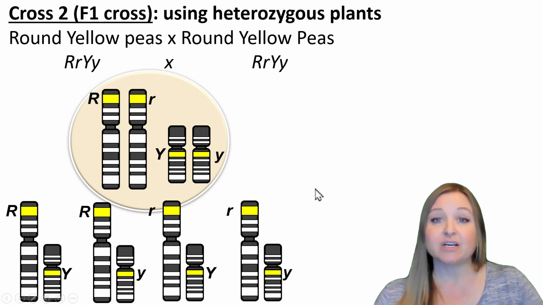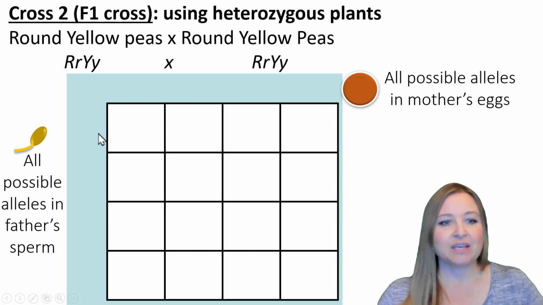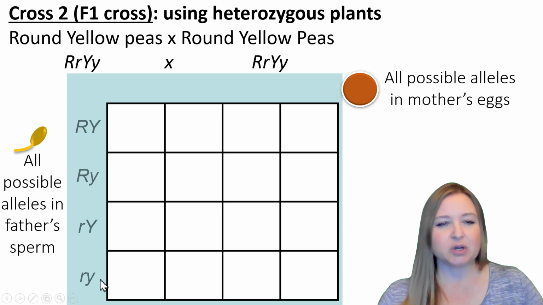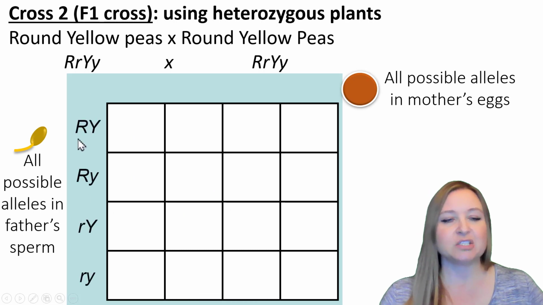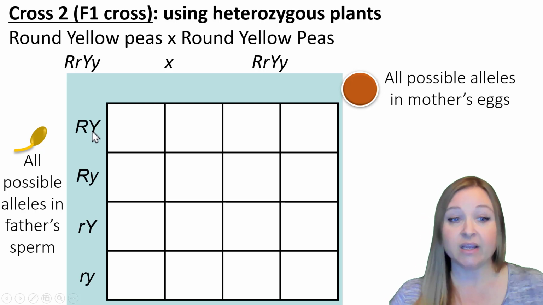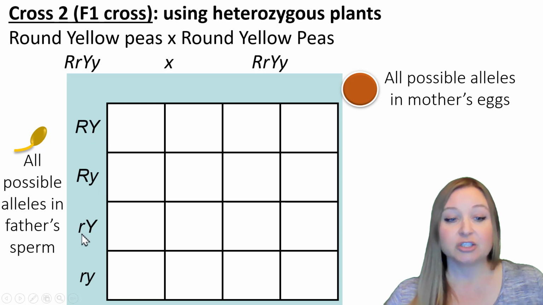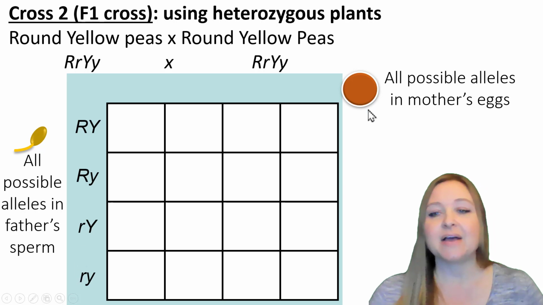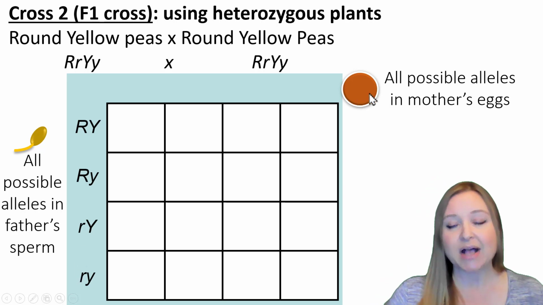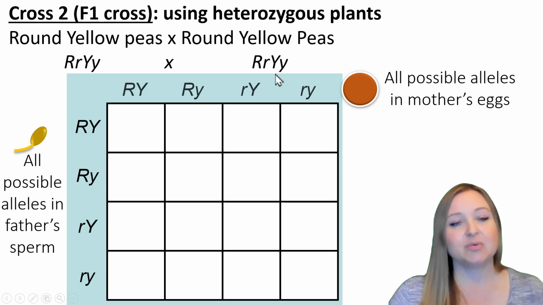Now let's put those outcomes in our Punnett square. The father's possible alleles will go over here. Remember, we have a sperm that could have big R and big Y, big R, little y, little r, big Y, and little r, little y. Now, the mother was heterozygous as well. So in her eggs, we can have big R, big Y as an outcome, big R, little y, little r, big Y, and little r, little y.